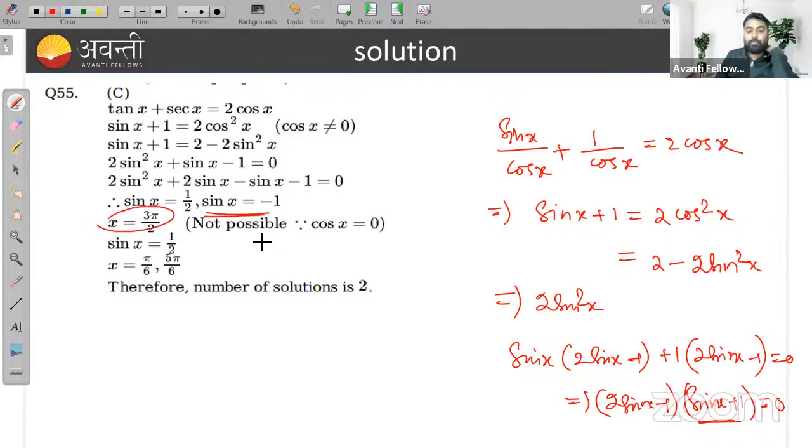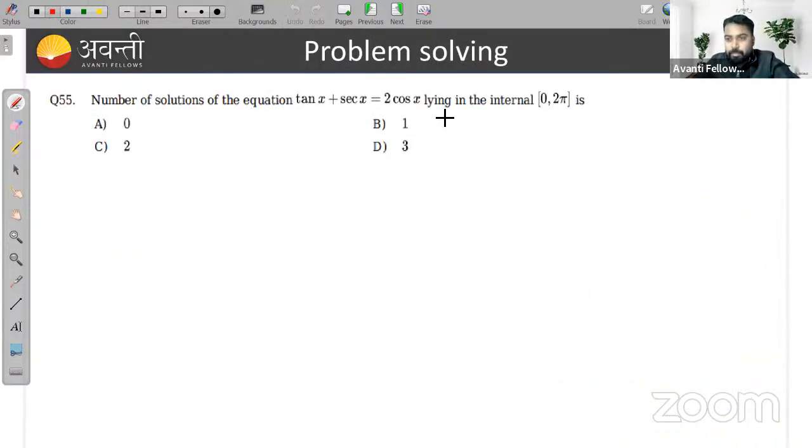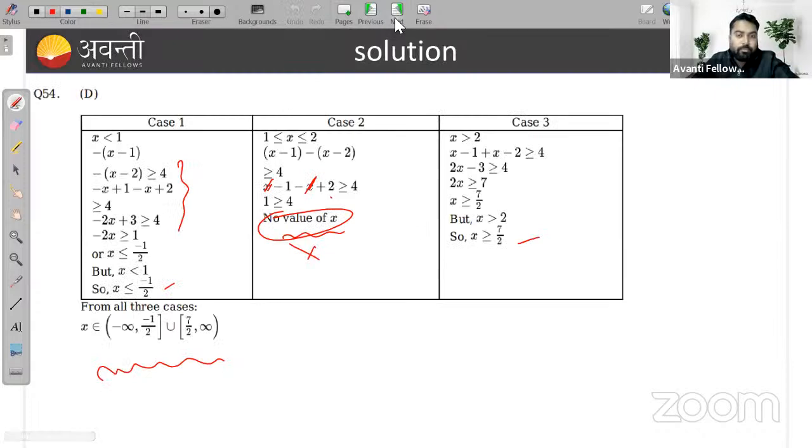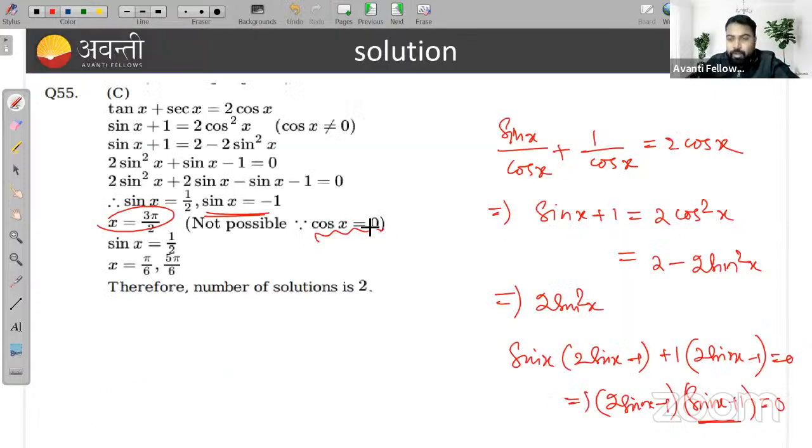And 3 pi by 2 does not belong, it is not possible, since cos x is equal to 0. 3 pi by 2 is actually 270 degrees. Oh, cos x is 0. See, the solution is not possible, since cos x is equal to 0 at 3 pi by 2.